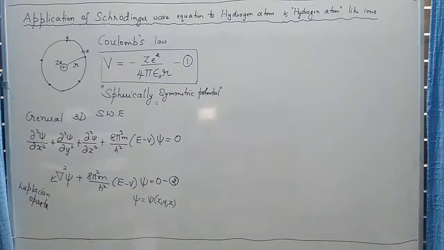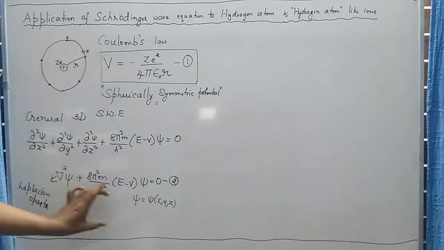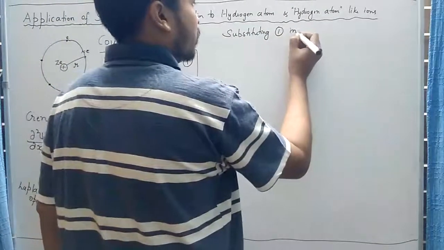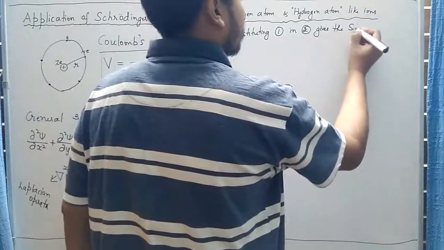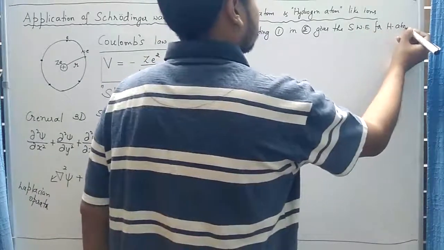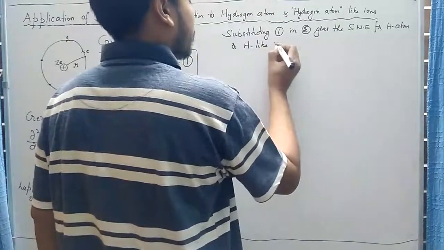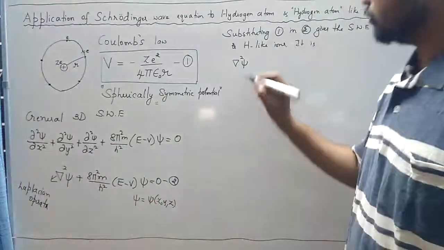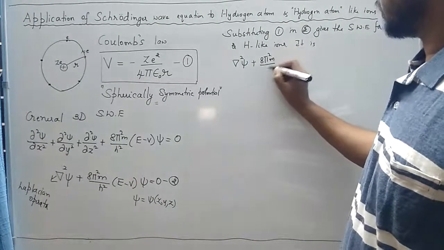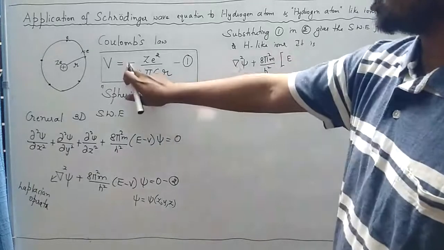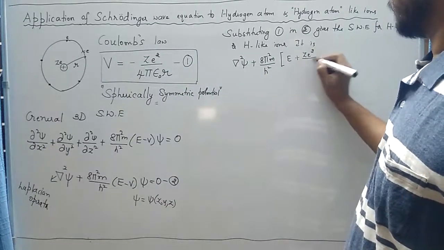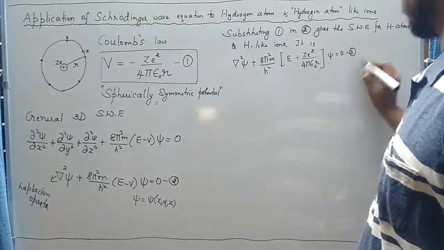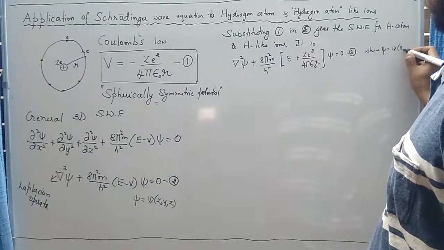To write the Schrodinger wave equation for hydrogen atom, what should we do? We should substitute this potential energy in equation number 2. So substituting equation number 1 in equation number 2 gives the Schrodinger wave equation for hydrogen atom or hydrogen like ions. It is given by del square psi plus 8 pi square m by h square into E minus of minus becomes plus Ze square divided by 4 pi epsilon naught r into psi is equal to 0, where psi is psi of x, y, z.